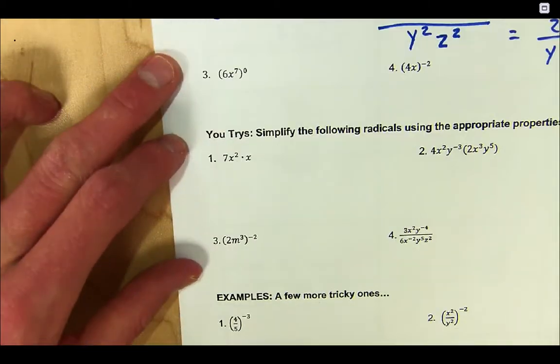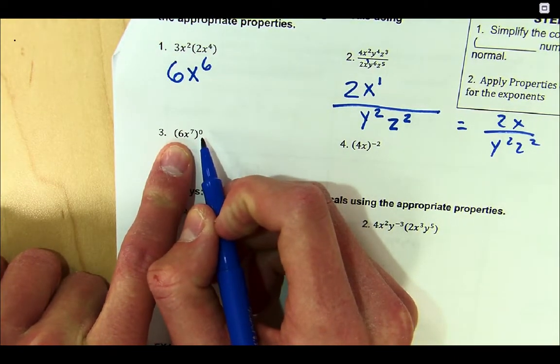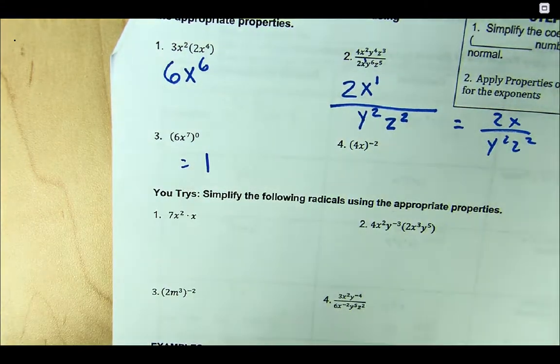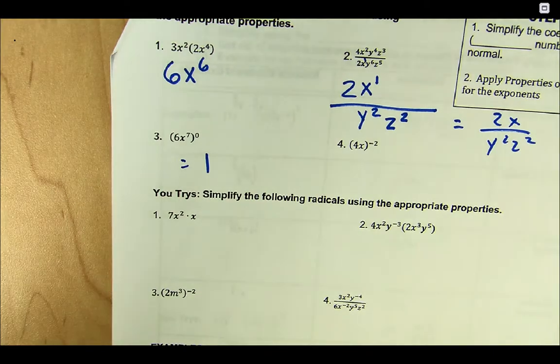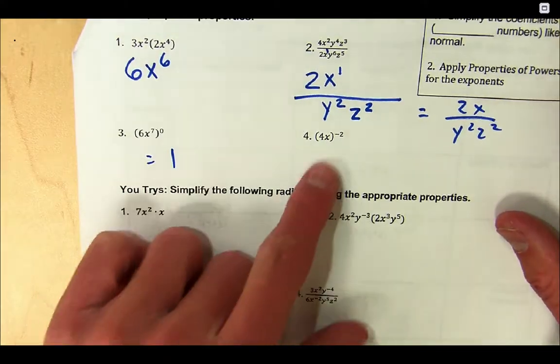Number 3, I don't care what's inside these parentheses. If you raise anything to the power of 0, anything to the power of 0 is going to equal 1. So hope for those problems, because those are the easy ones. Anything to the 0th is equal to 1.